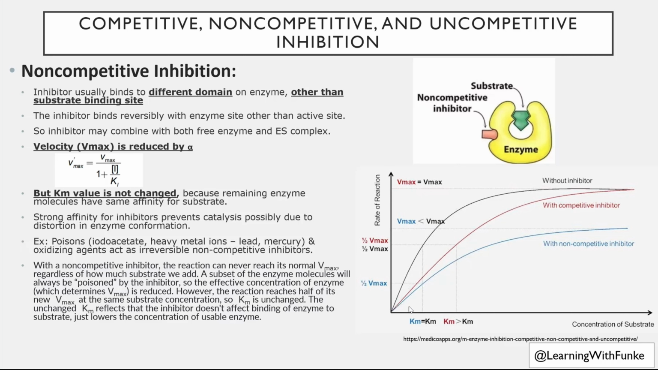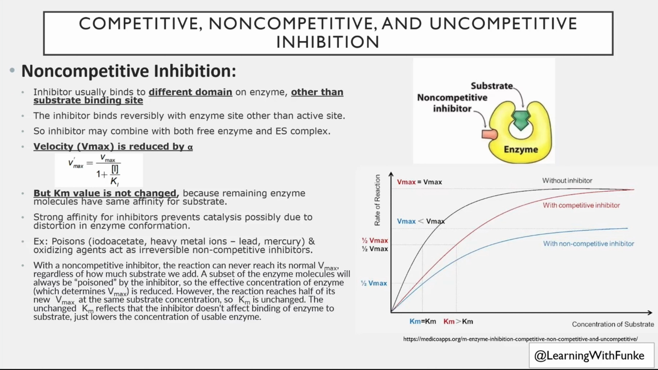But what we see here is that the Vmax, the highest or maximum rate that you can achieve, reduces, but your Km prime is still the same as Km. And so the inhibitor binds reversibly with the enzyme at a site other than the active site. The inhibitor may combine with both free enzyme and the ES complex, but overall Vmax prime decreases once again by this factor alpha, and that's why Vmax prime equals Vmax divided by alpha. However, your Km value is not changed, right?